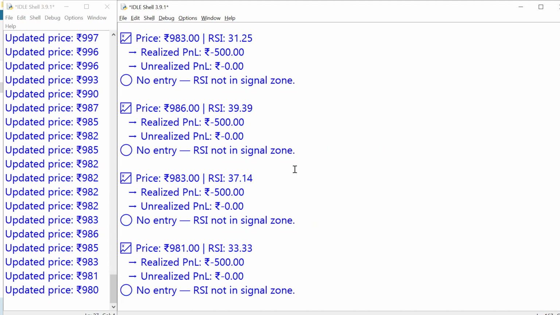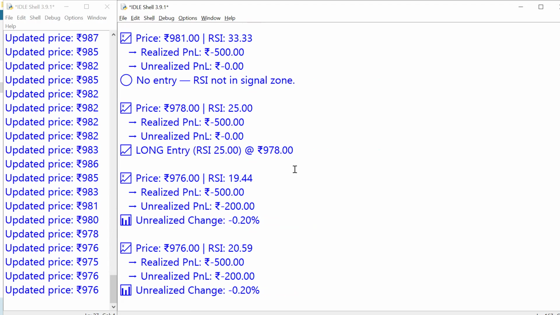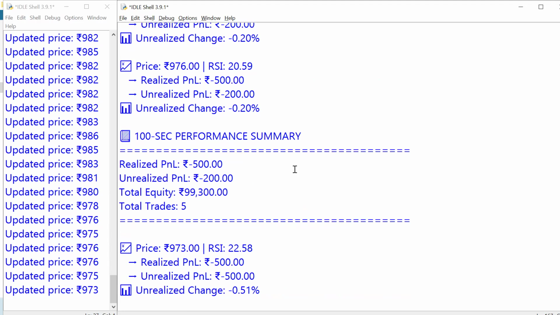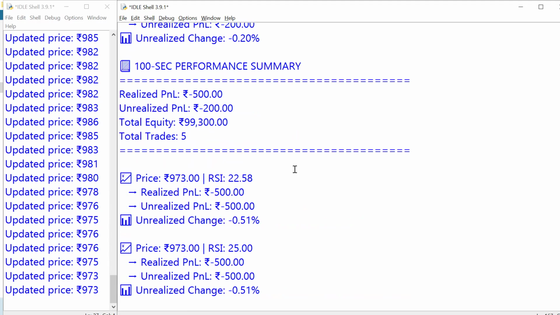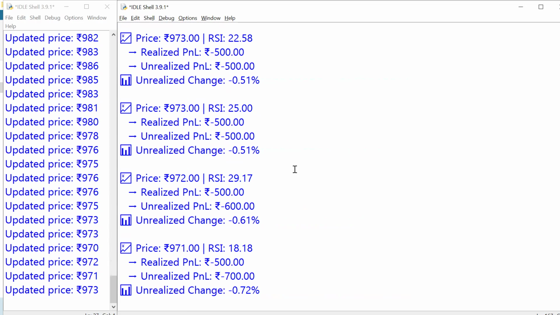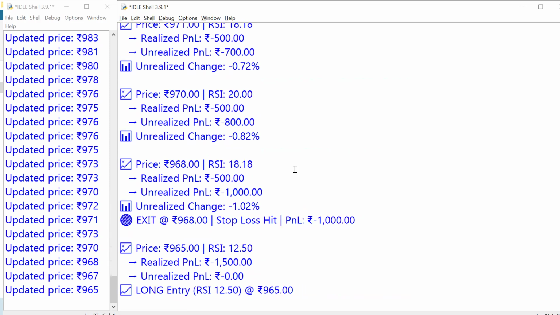The rules are very much defined. So only, okay, 25, a long entry, 7978 is a long entry. Okay, so we have a trade summary. After 100 seconds it shows the summary. Okay, it is taken. RSI has taken the entry. It's completely okay. If I run this for a full day, it's going to book a loss for sure. Stop loss hit, 1000 rupees. It's completely okay. 6th trade.